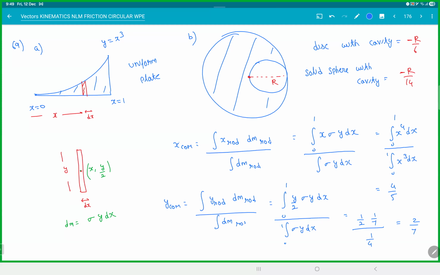That is how we find center of mass if you give some weird curve like this. Others, keep your cams on. And for disk with a cavity, minus r by 6, disk with a sphere, minus r by 14. Standard results. Check out the notes in case you don't remember them.